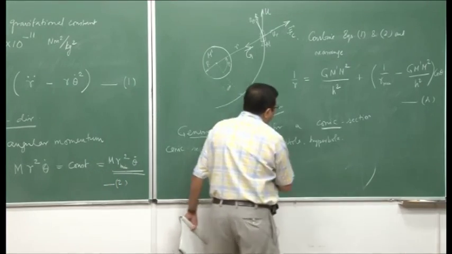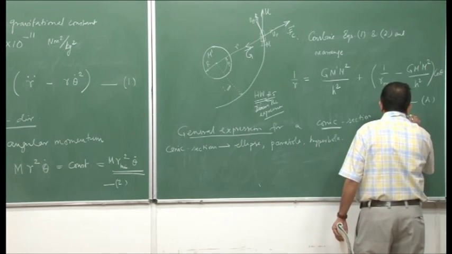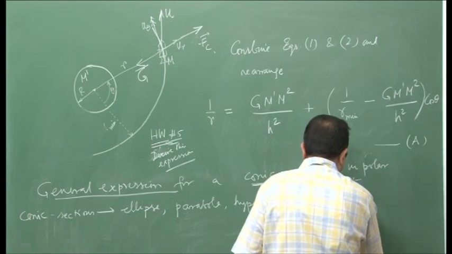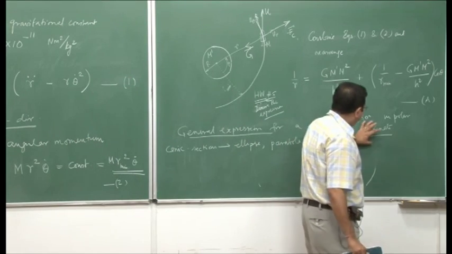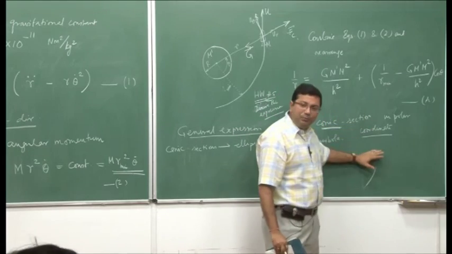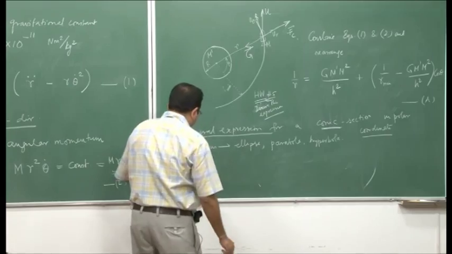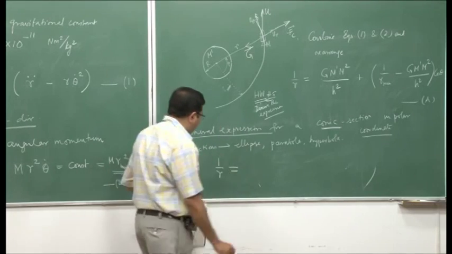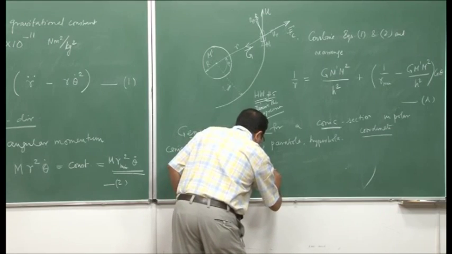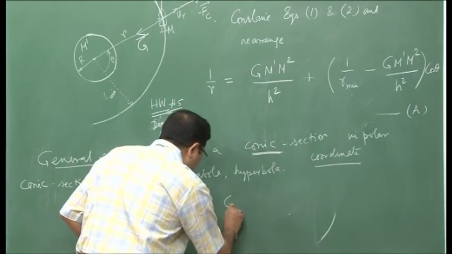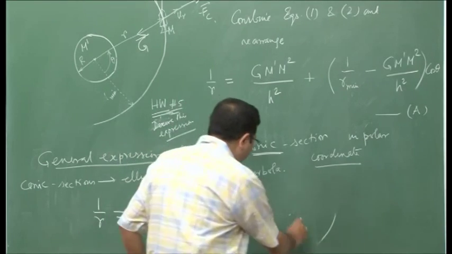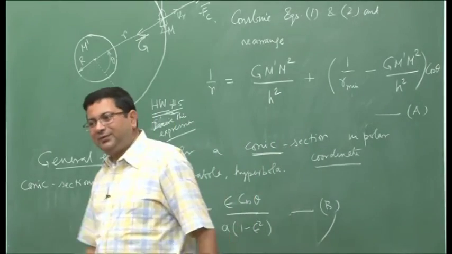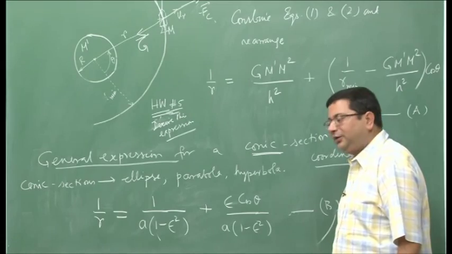So, if I now look at the general expression for a conic section in polar coordinate system, what is a polar coordinate system? It is r theta z, right. So, we are having here r theta, and since we are talking about a planar motion, z is not appearing here. So, essentially, the general expression for a conic section in a polar coordinate system looks very similar to that. That expression is 1 by r equal to 1 upon a 1 minus epsilon square plus epsilon cos theta divided by a 1 minus epsilon square. Let me call this b. This comes from geometry. Okay.